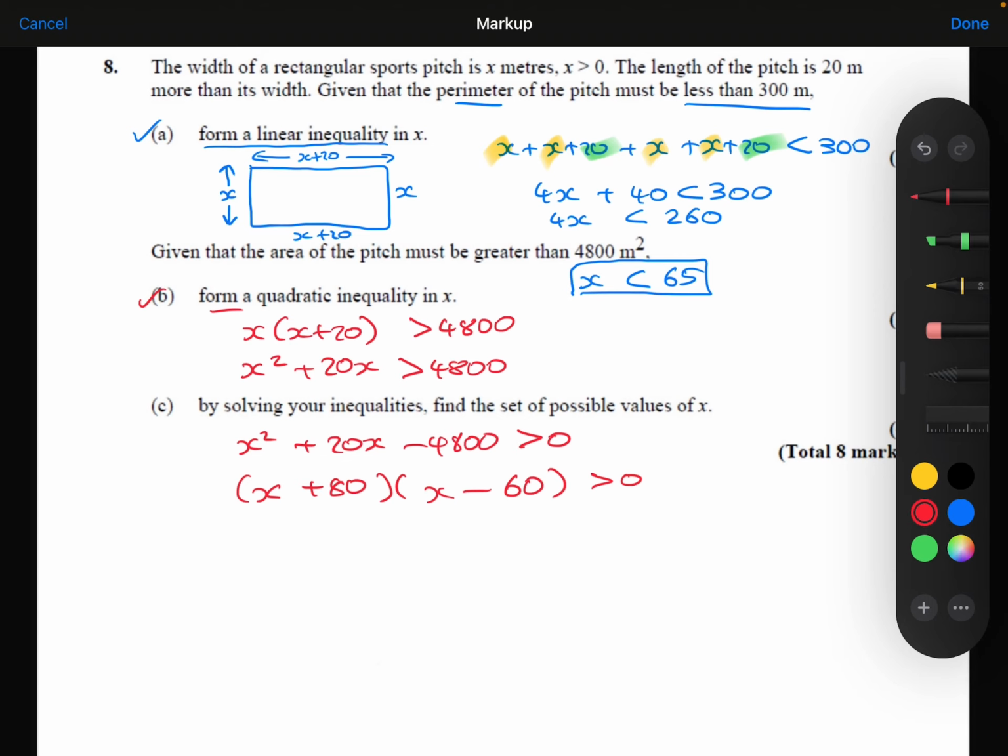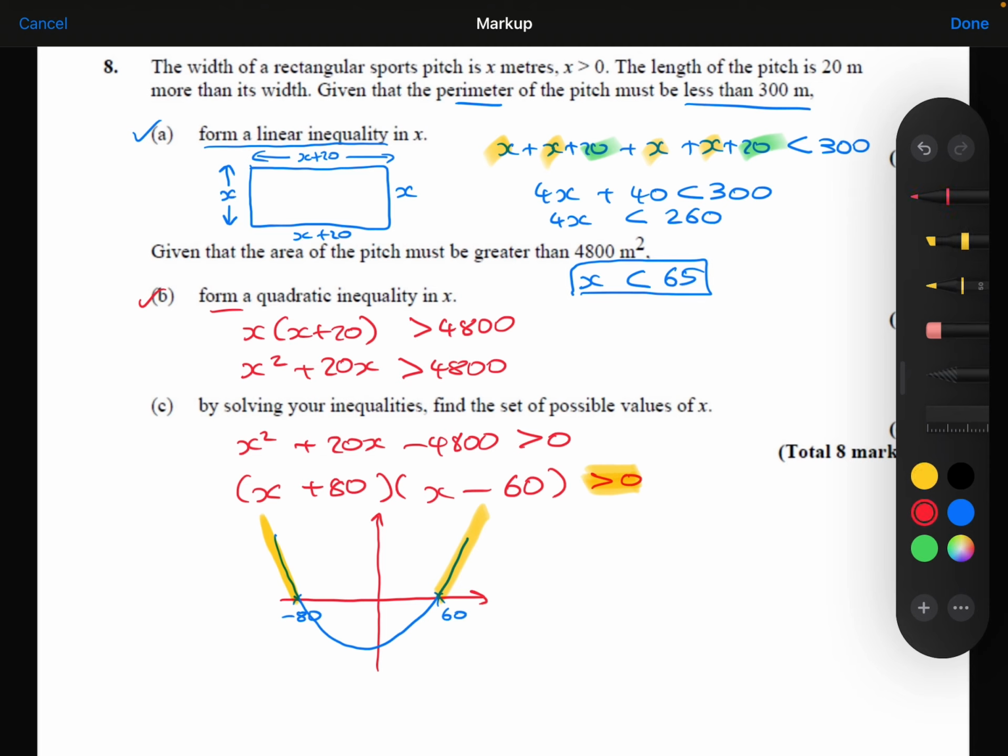Right, it's a quadratic inequality, so let's just draw a little sketch. Factorising told me that my roots are going to be at minus 80 and plus 60. And now I can use the graph to find where my quadratic is above 0, which is over here and down here.